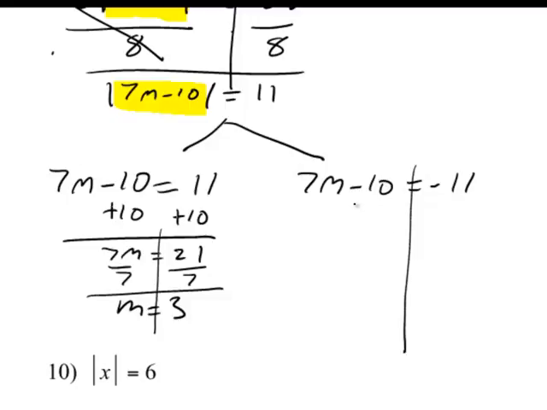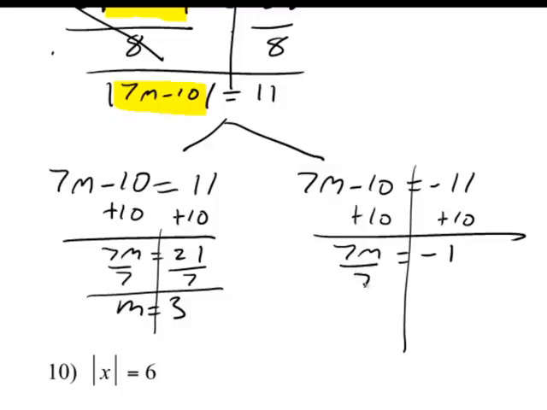On the other side, add 10, add 10. We got 7m is equal to negative 1. Divide by 7, divide by 7. I have m is equal to negative 1/7. You can change that to a decimal if you'd like, but those are my two solutions: m equal to 3 and m equal to negative 1/7. And that's how you do it when it's more complicated. Thanks.